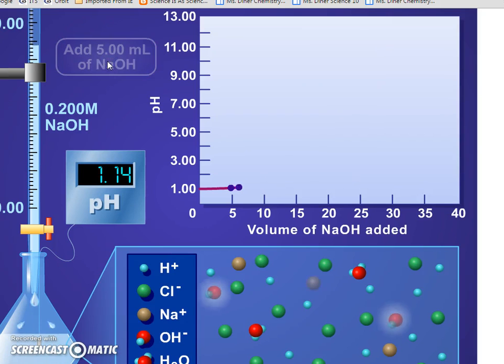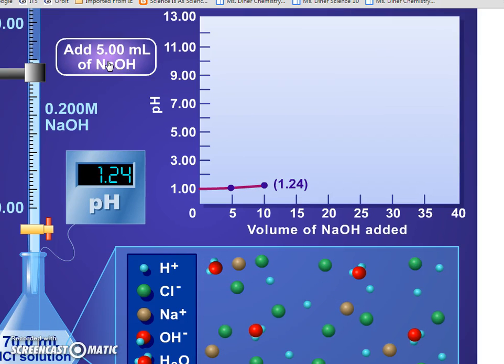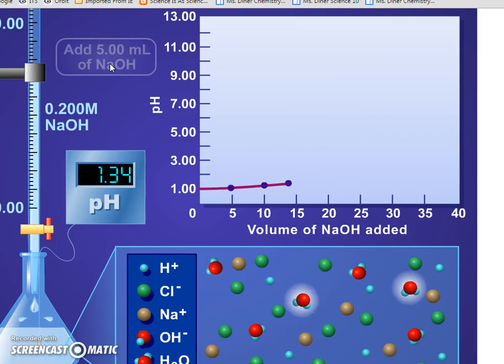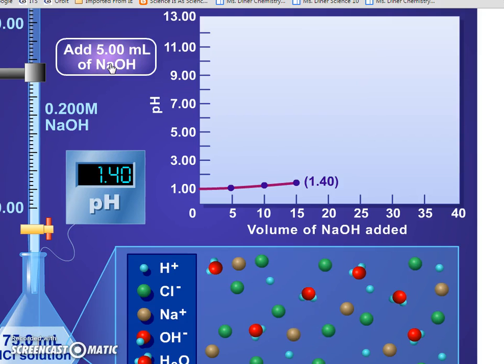If I add 5 milliliters more, same thing. The sodium hydroxide comes in, binds with the blue hydrogen ions, forms water. There's no free hydroxide, so the pH stays pretty much the same. Add another 5 milliliters, same thing. The hydroxide binds the hydrogen ions, forming water. The only thing that's affecting the pH is the free hydrogen ions in solution.